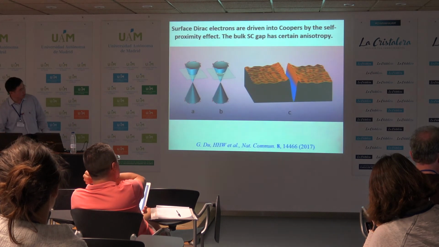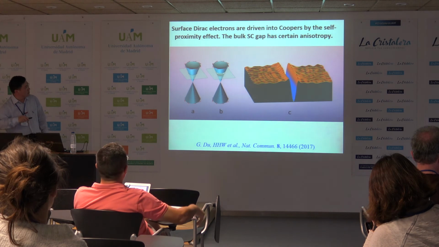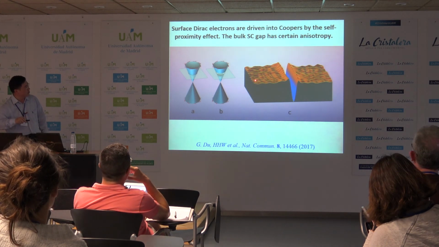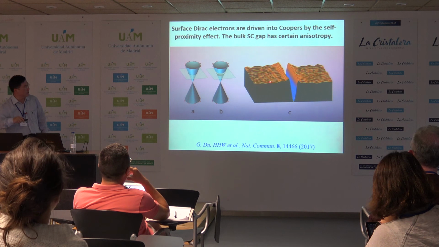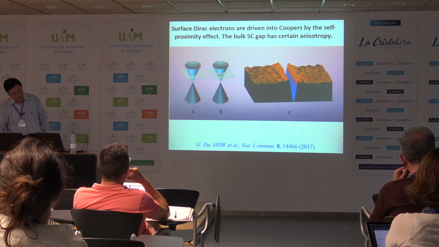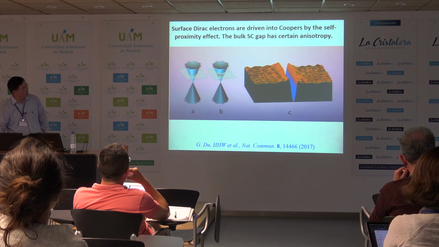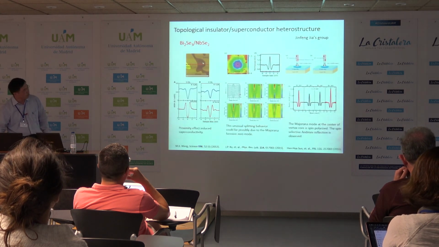So we propose such a picture, that the bulk superconductivity somehow drives these Dirac electrons into Cooper pairs. This plot was made based on the data. So this is a strong quantum oscillation due to the Dirac electrons.